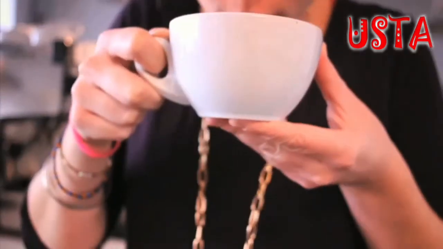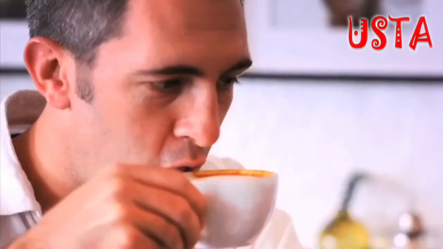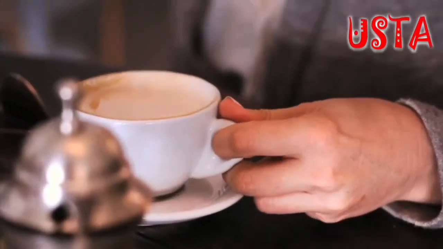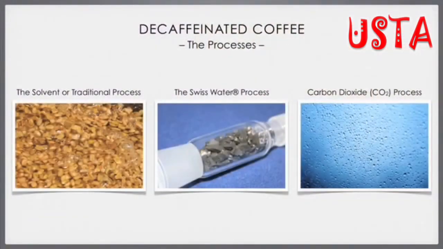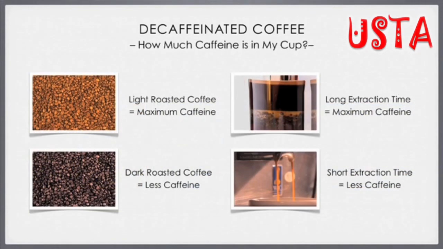This can seem like quite complicated stuff, but it's very important for you to know this so that when your guests ask you about caffeine and coffee, you can respond confidently. But remember that there are 3 different ways to remove caffeine from coffee, and also remember that the lighter the roast, the more caffeine, and the darker the roast, the less caffeine. Good luck at understanding caffeine and decaffeinated coffee.